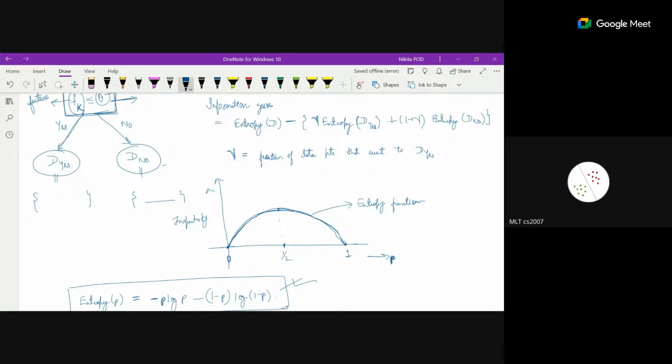Maybe there are other functions that can also hold true for a graph like this, but this is what we're using here. So depending on how much information you have gained, I mean, depending on which question is giving you the highest information gain, that is the question you will choose at each node of the decision tree.